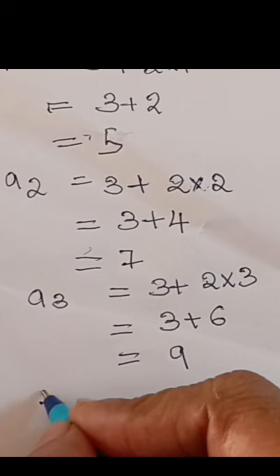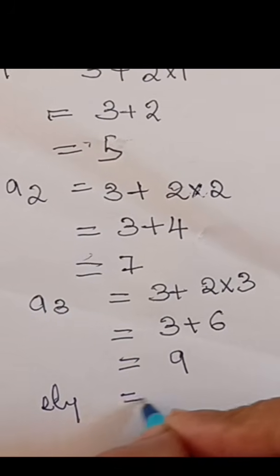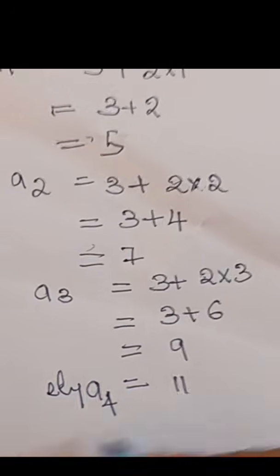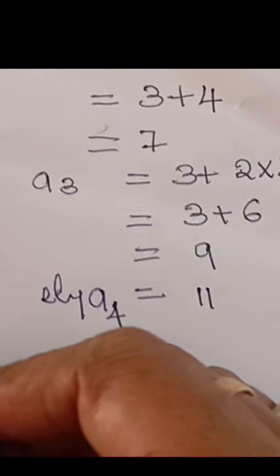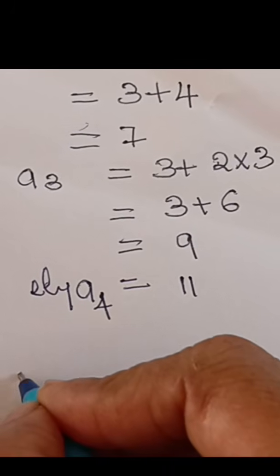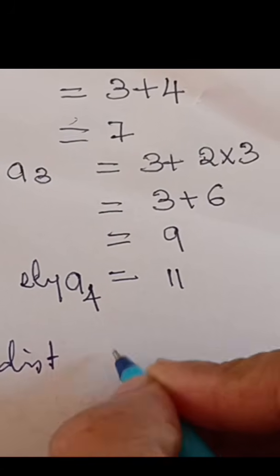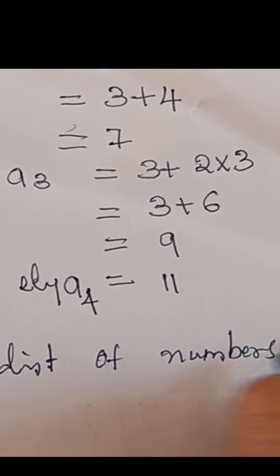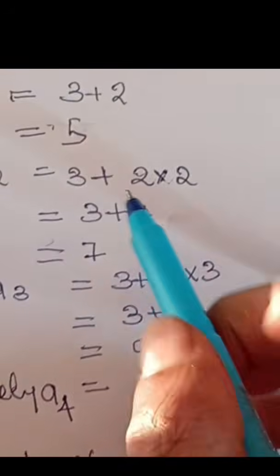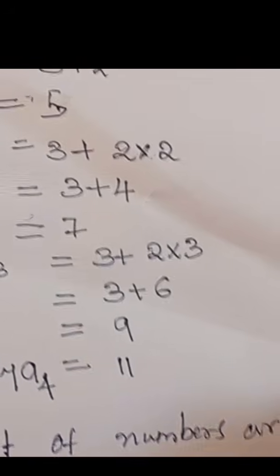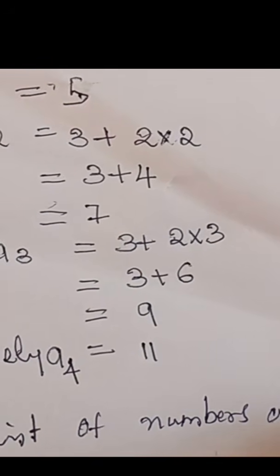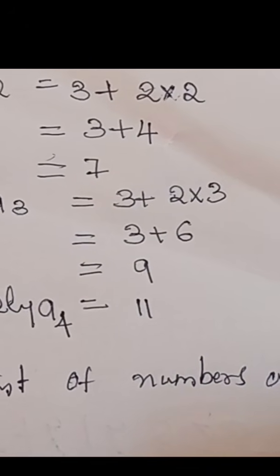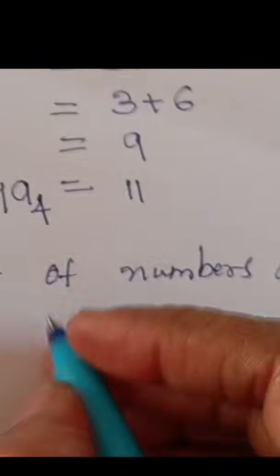Similarly, we can write A4 is equal to 11. So, the list of numbers are A1 is 5, 7, 9, 11, etc. Then next we have to find D.